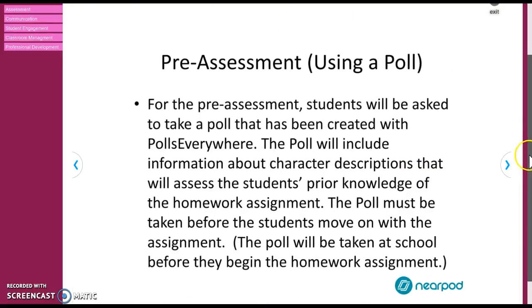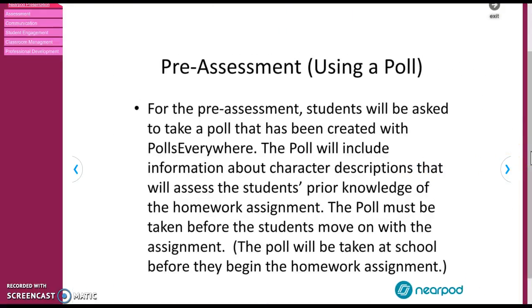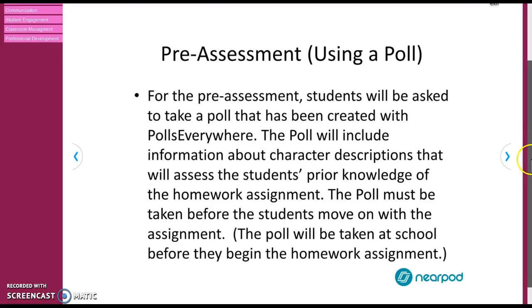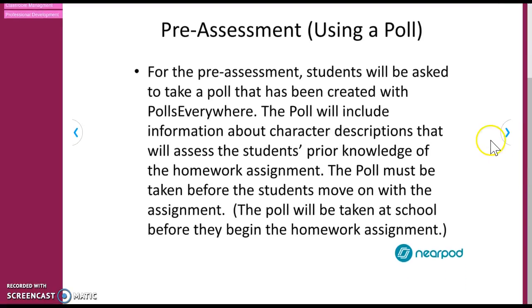And here I explain how I'm going to use a poll in my pre-assessment. So for the pre-assessment, students will be asked to take a poll that has been created with the Poll Everywhere application. The poll will include information about character descriptions that will assess the student's prior knowledge of the homework assignment. The poll must be taken before the students move on with that assignment. So the poll will be taken at school. It won't actually be part of the homework.